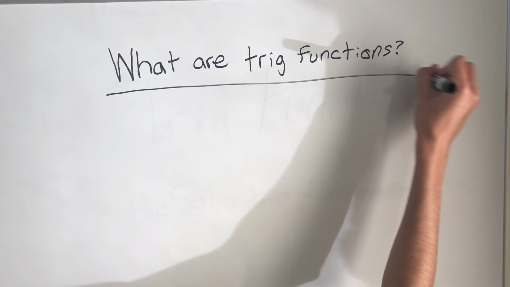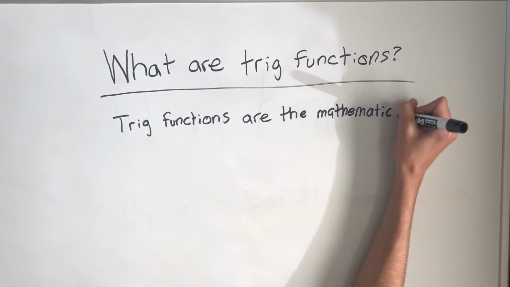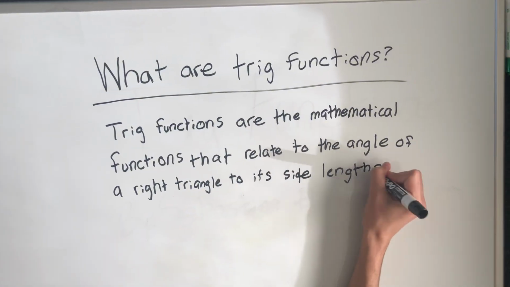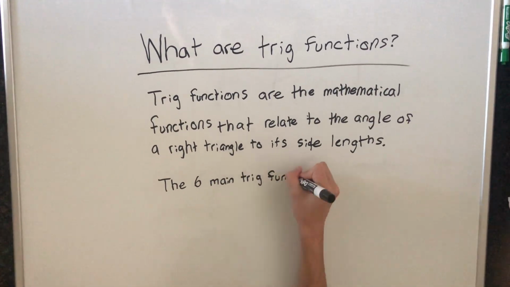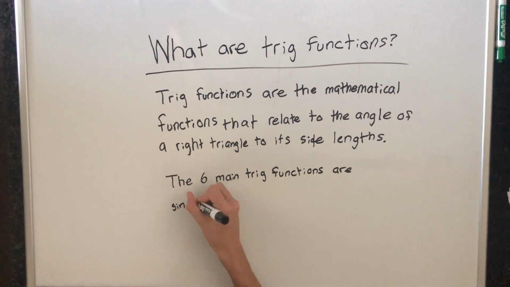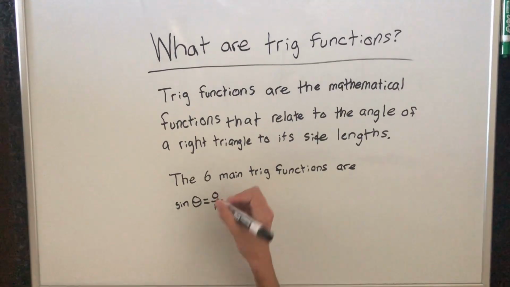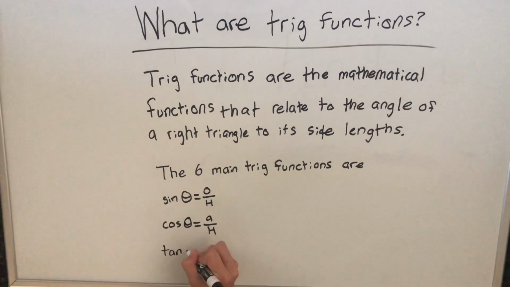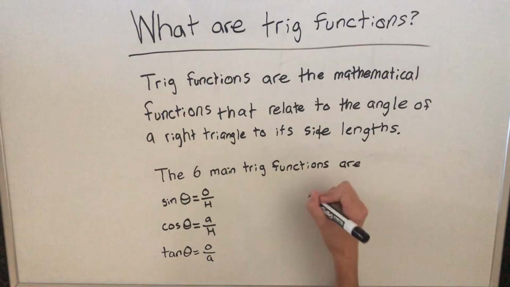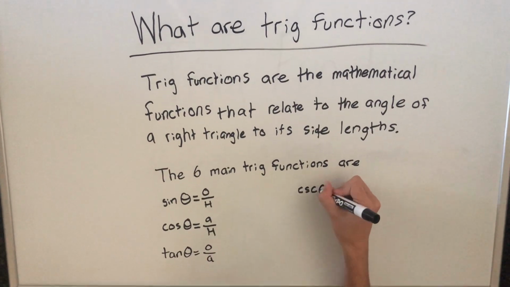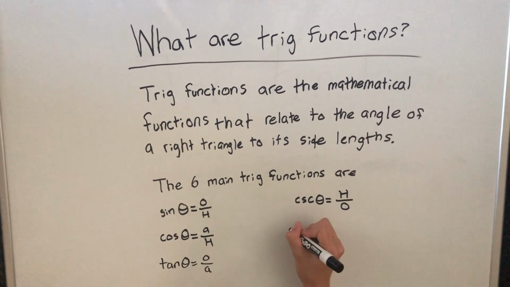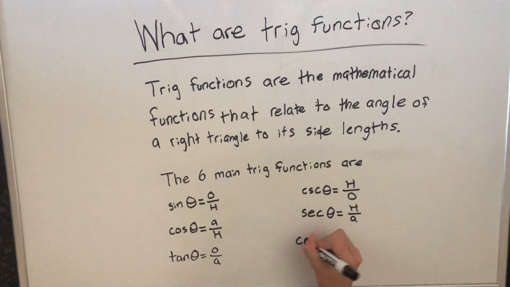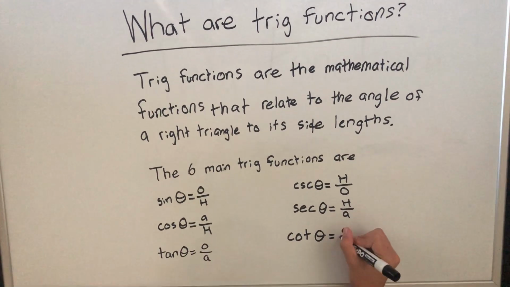What are trig functions? Trig functions are the mathematical functions that relate the angle of a right triangle to its side lengths. The six main trig functions are sine theta equals opposite over hypotenuse, cosine theta equals adjacent over hypotenuse, tangent theta equals opposite over adjacent, cosecant theta equals hypotenuse over opposite, secant theta equals hypotenuse over adjacent, and cotangent theta equals adjacent over opposite.